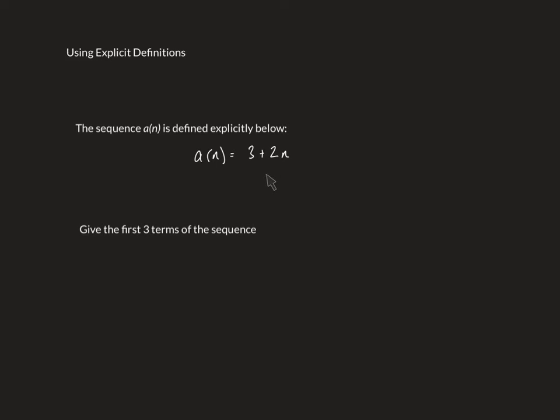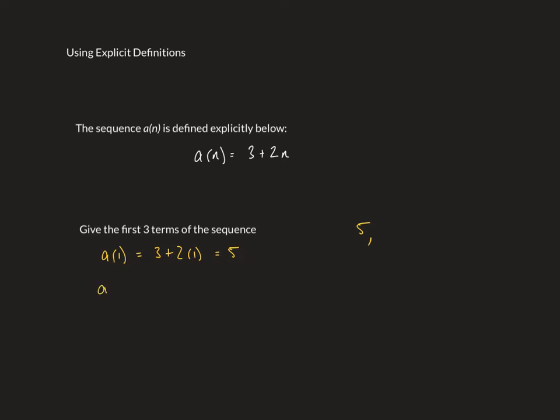Recursive definitions had two statements. They told us the first term, and then they told us how to find any term after that term using the previous term. But this type of definition allows us just to find the term we want by plugging in the number we want for n. So for example, if I want to find the first term, that's a of 1, right? Well, all I need to do here is plug in a 1 for n, and that'll give me 5. So it looks like the first term is 5.